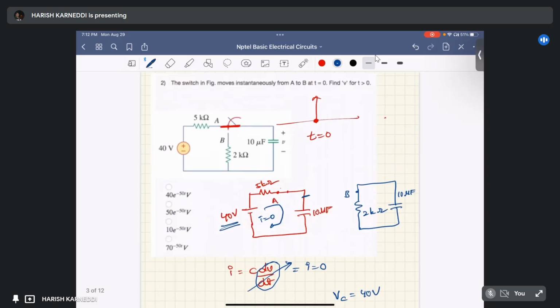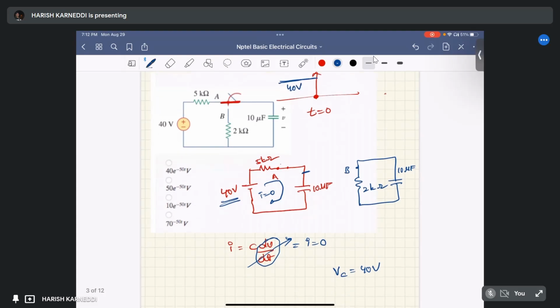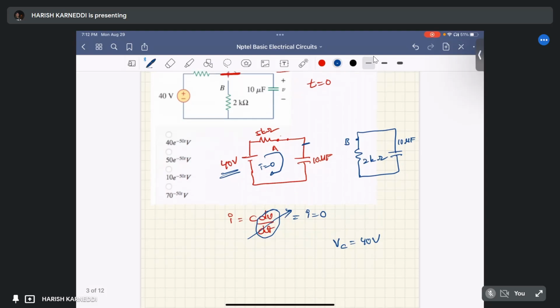Before this point, the capacitor voltage is 40 volts. It means the capacitor is charged to 40 volts. At t equal to 0, this capacitor is having a charged voltage of 40 volts. The charged capacitor is connected to the resistor.